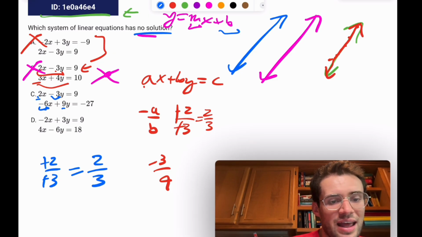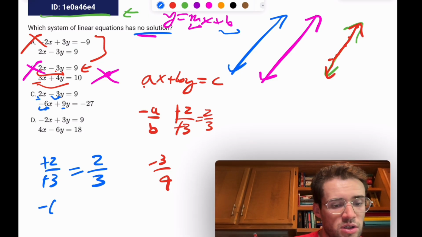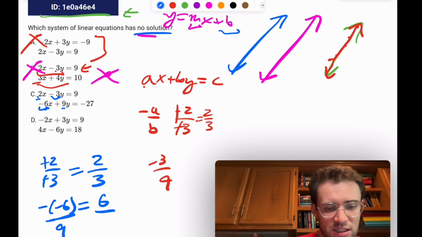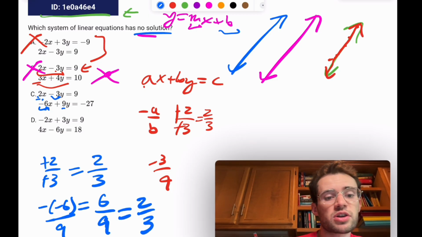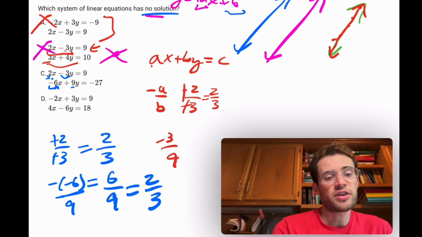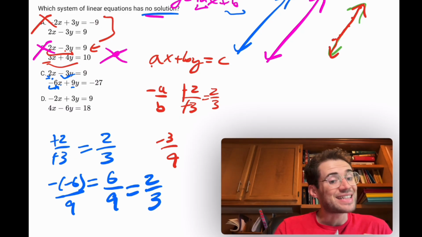And then here we have negative 6, right? A negative of a negative is positive. So I could write it like that. Over the b value is just positive 9. So negative of a negative makes positive 6 over 9, which you can simplify to 2/3. So both of these equations have the same slope, 2/3, even though they have different coefficients in front of the x and the y respectively. They're going to have the same slope, right?